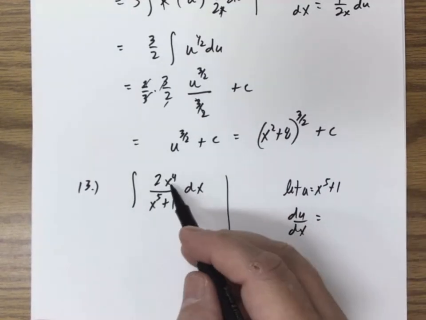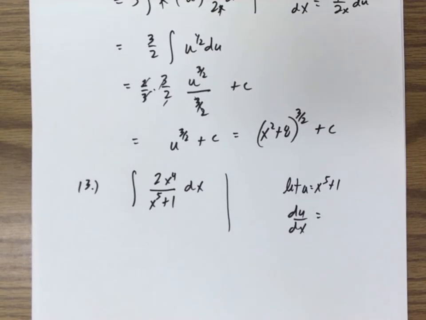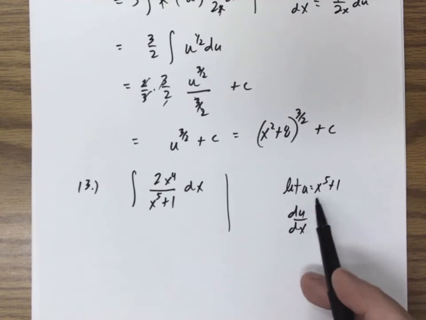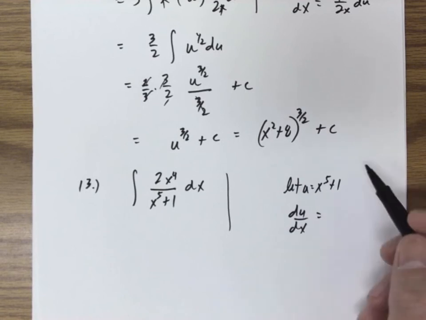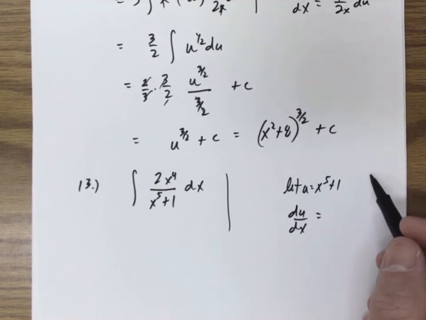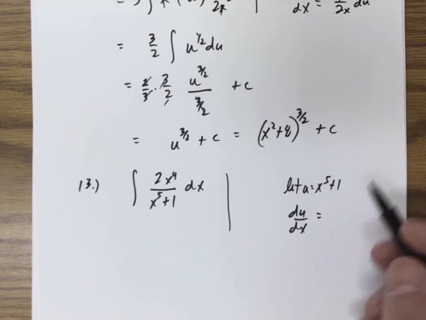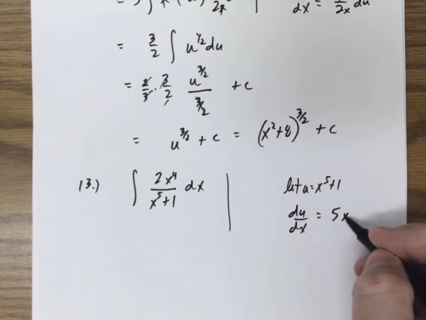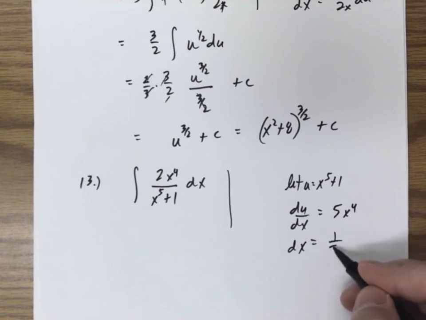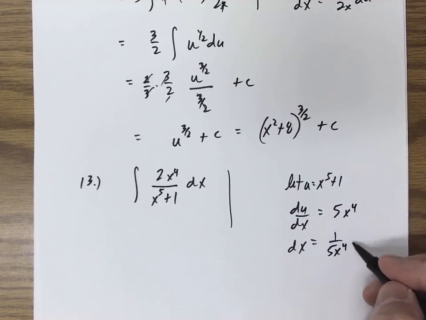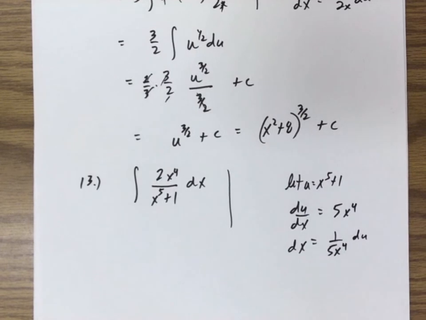Now sometimes, if you tried to set u equal to x to the 4th, you can go and try it, and it may work out, it may not. If it doesn't work out, then you come back and you set u equal to the other one. I think my hunch is this is a better choice. That's why I did it. If you do enough of these, sometimes you start to see what you're trying to do. So du is 5x to the 4th. If I solve for dx, it's 1 over 5x to the 4th times du.